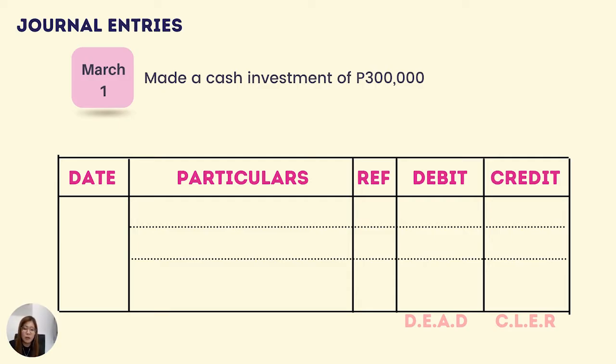Transaction 1. On March 1 daw, Micah made a cash investment amounting to 300,000. So, nag-invest daw si Micah ng 300,000 for her milk tea business na account tea shop. So, first, let's put the date, March 1. Now, sabi natin, the first step is to figure out what are the affected accounts.